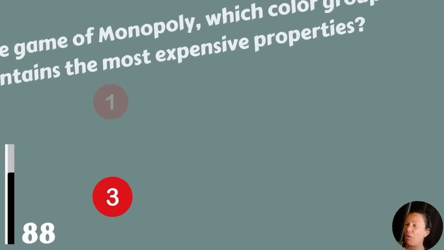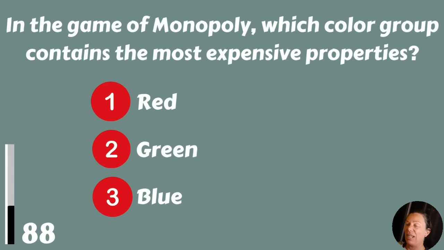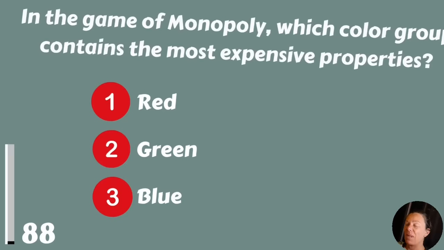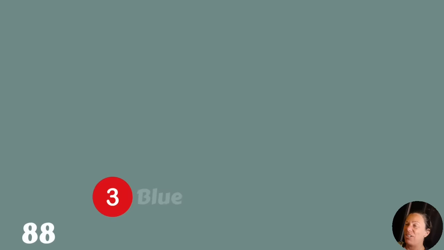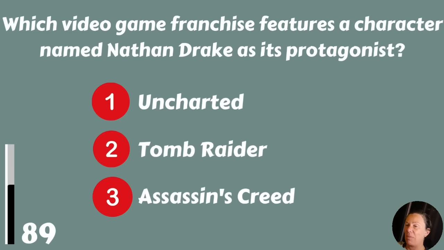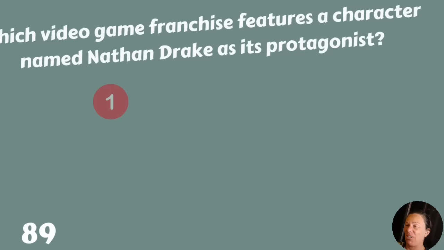In the game of Monopoly, which colour group contains the most expensive properties? Red, green, or blue? Blue, although I'd say there are purpley blue, wouldn't you? Which video game franchise features a character named Nathan Drake as its protagonist? Uncharted, Tomb Raider, or Assassin's Creed? Uncharted.